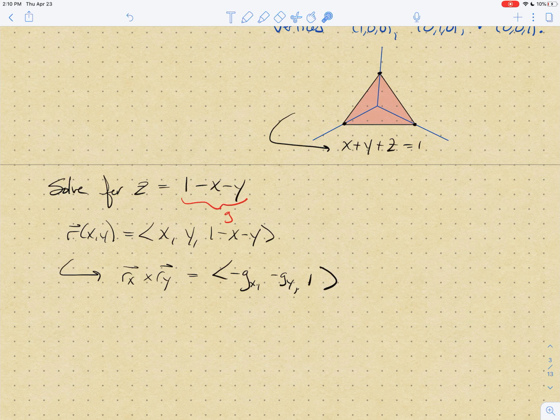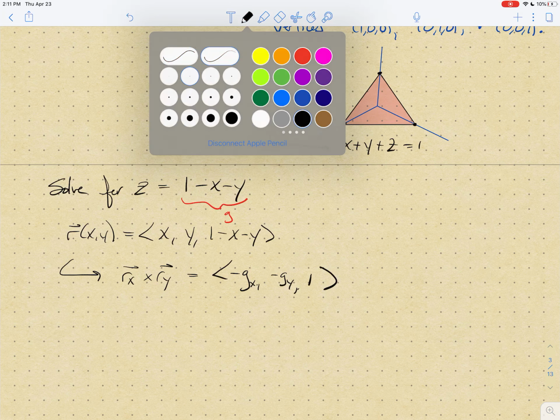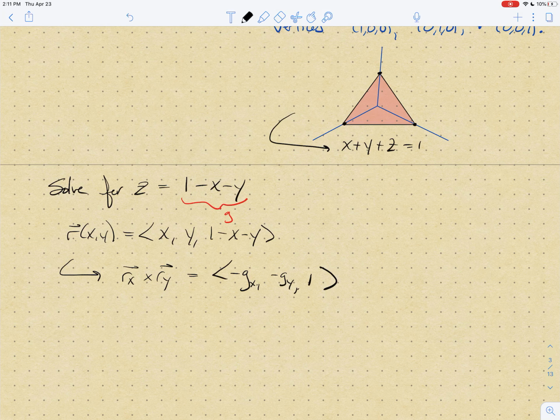It's not a big deal. I hope you're very comfortable computing r partial x here, r partial y here, and then just take their cross product and you'll get here. But if you know that, then you can save yourself several minutes of time, and it will actually make you feel better about lots of things.